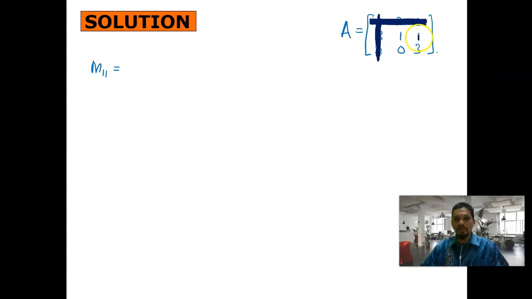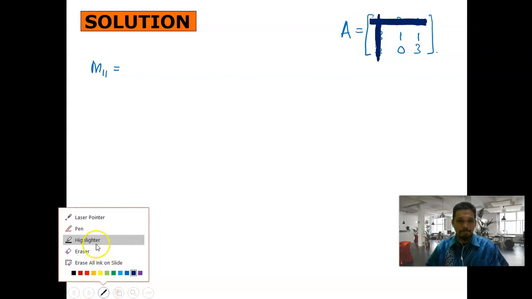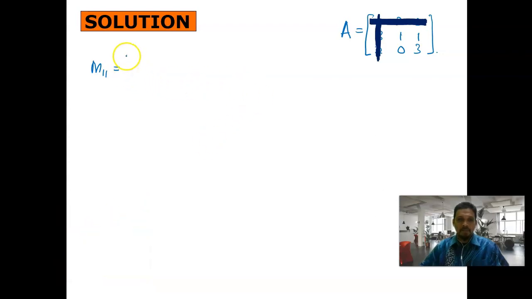So what's left here now? We got 1, 1, 0, 3. So 1 multiplied with 3 equals 3, minus 1 times 0 equals 0. Then it is equal to 3.